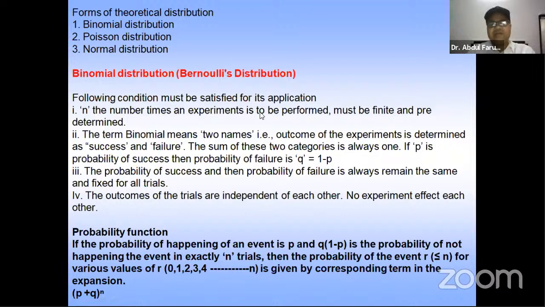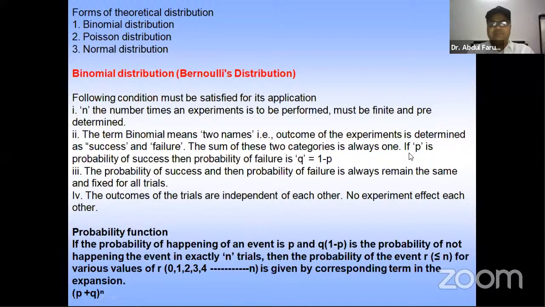And the number of times the experiment is performed, मतलब नंबर ऑफ ट्रायल्स, the experiment को perform किया जाता है, must be finite and predetermined, must be finite मतलब कि वो काउंटेबल होने चाहिए. Number two, the term binomial means the two names: the outcome of the experiment is determined as a success and a failure. The sum of these two categories is always one. If P is the possibility of success, then probability of the failure is Q. That is the sum of P and Q is equal to 1.